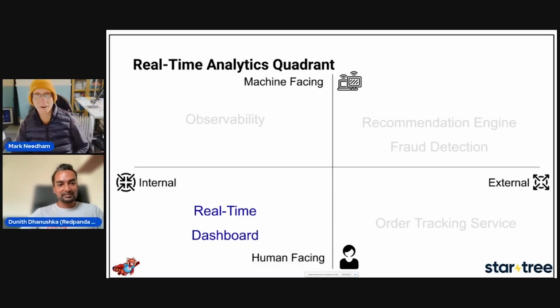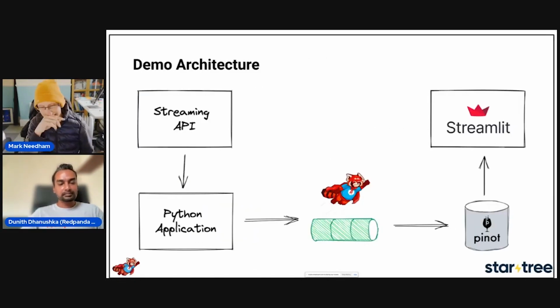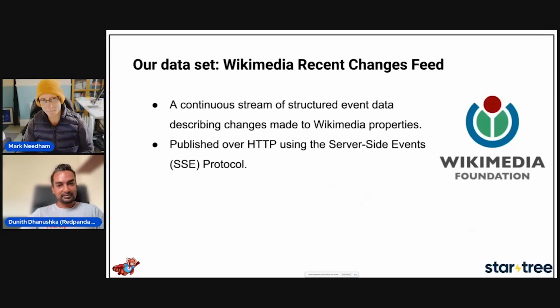Like I mentioned before, we're going to be building a real-time dashboard that fits into the bottom quadrant. Here's a diagram showing the architecture that we're going to build. Like Dunith said, we're going to query some data from a streaming API. The source data is going to come into Redpanda, which is going to be the source of truth of our data, and then it's going to send it out to Pinot. Once we've got it in Pinot, we're going to do some queries from a tool called Streamlit, so that we can visualize it in a better way.